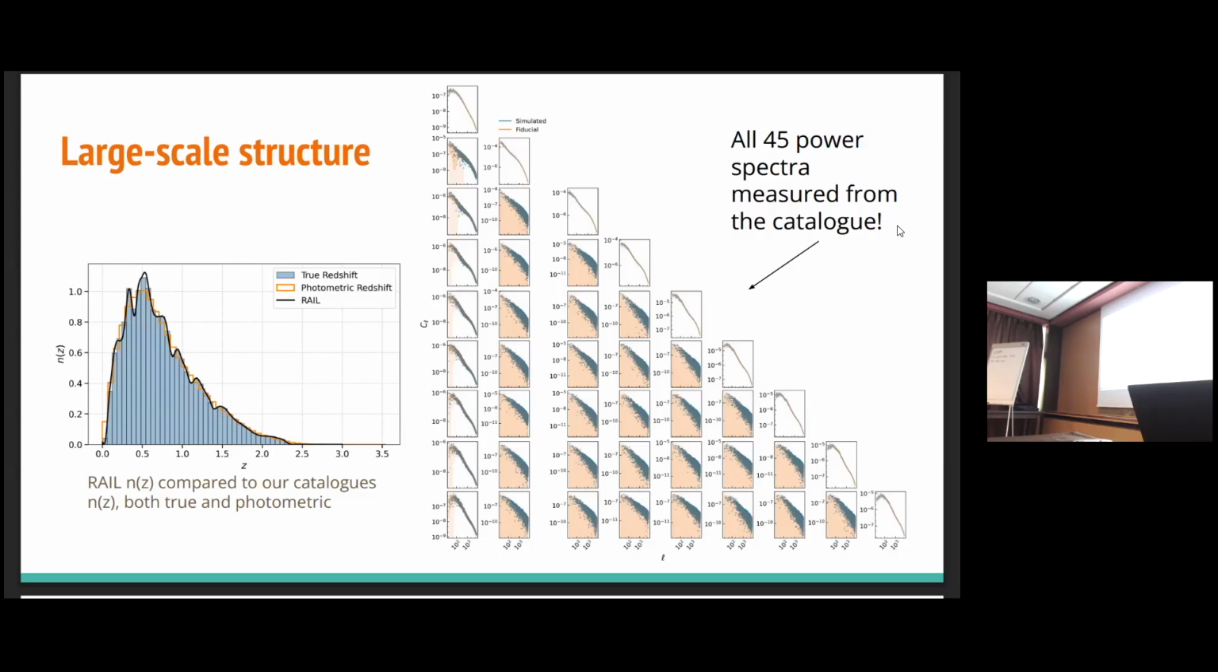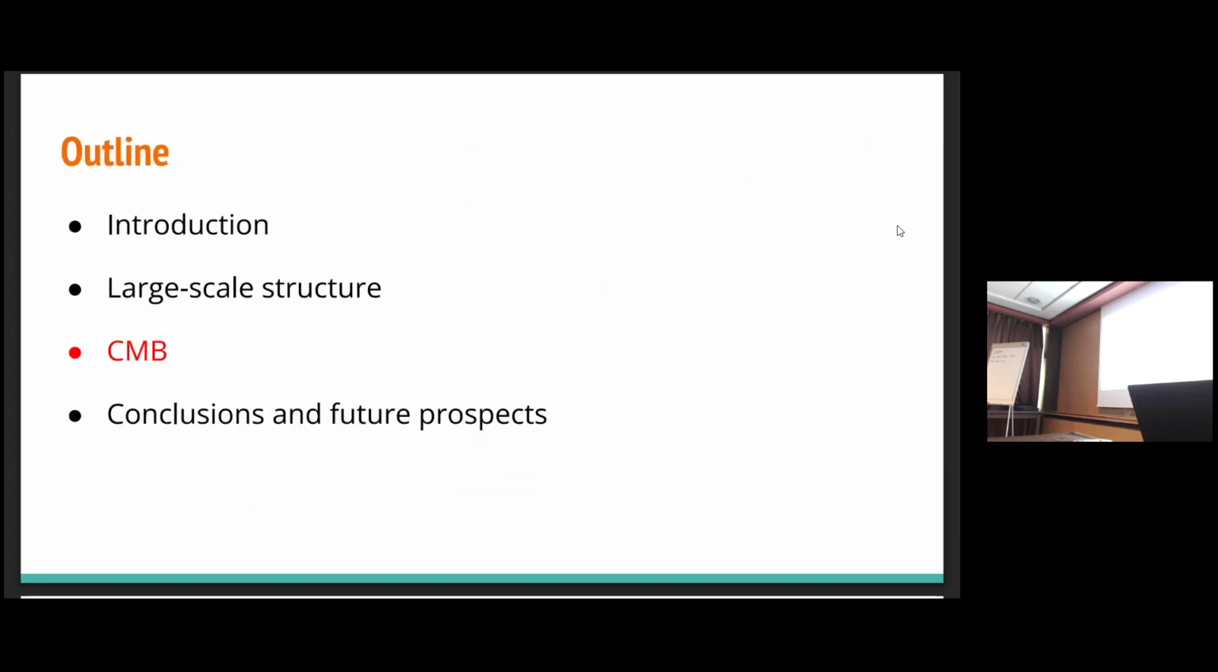And on the left, you can see the comparison between the RAIL n of z, so the LSST simulation, and our catalogs, so true redshift and photometric redshift here in yellow, showing that the photometric one obviously is a bit more smoothed. Now let's talk about the CMB part.